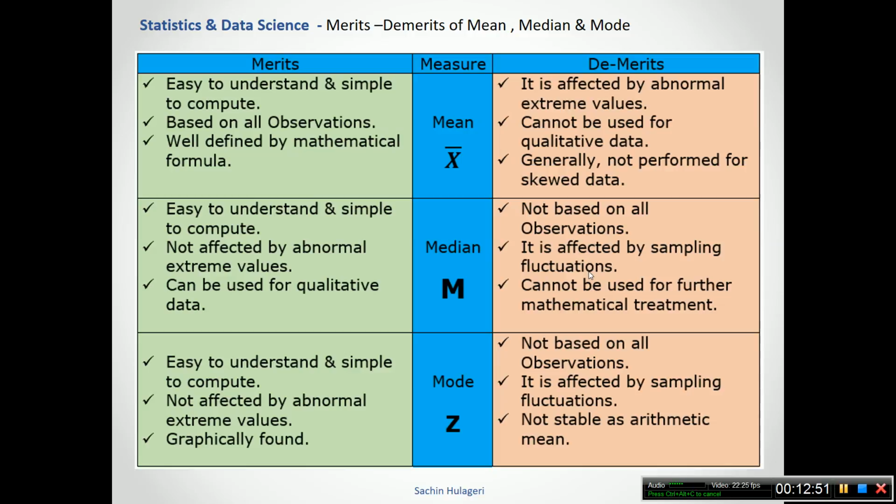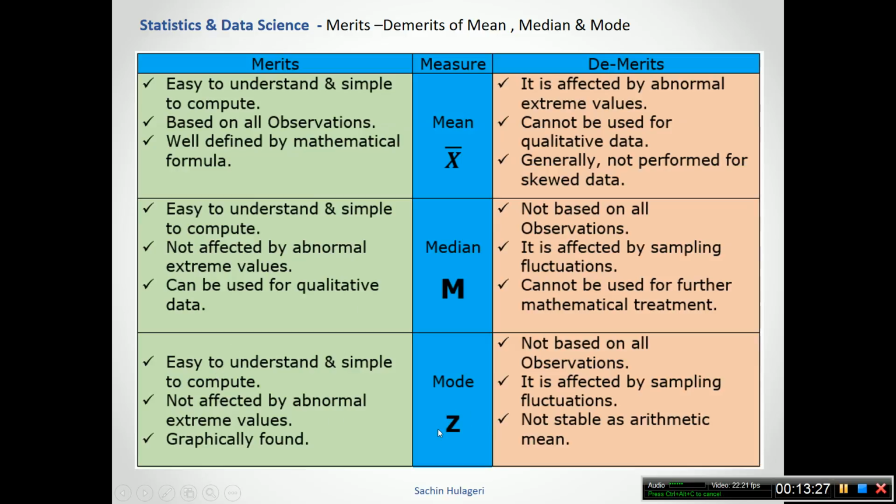For example, if I take a sample in which the data lies between 1 to 20, the middle value will come only within that part. But if you take another sample which is 50 to 60, then the median value lies in between 50 to 60. So we cannot compare these two things. It cannot be used for further mathematical treatment. It's just to understand what the median value is, for understanding purposes only.